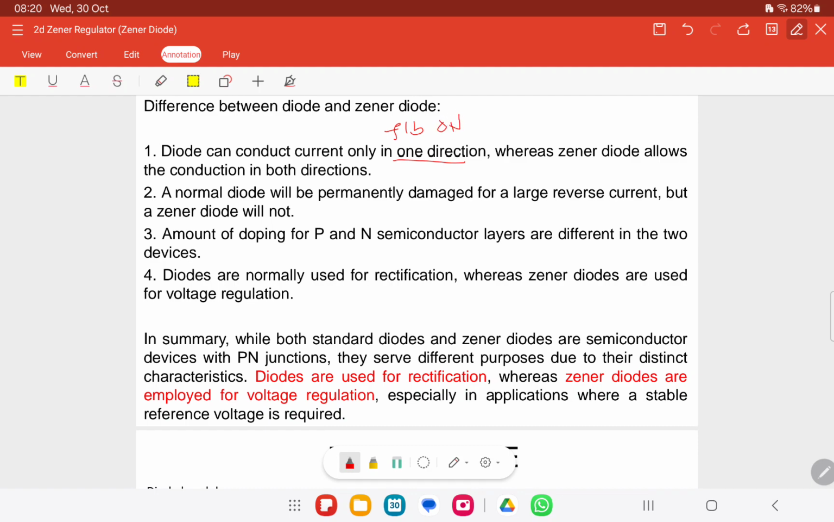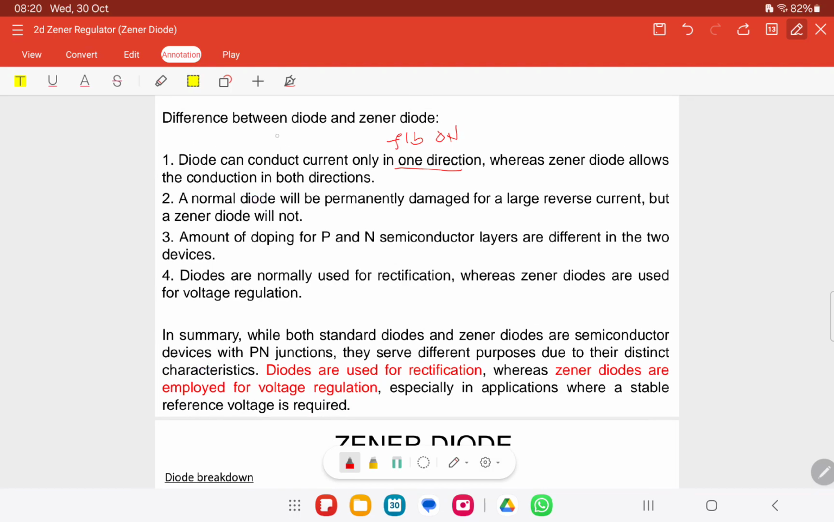What happens in reverse bias for a normal diode? For reverse bias, it will be off. When off, the current will be 0 because it is an open circuit. Okay. But what happens if we want to allow operation in reverse bias? What do we do?